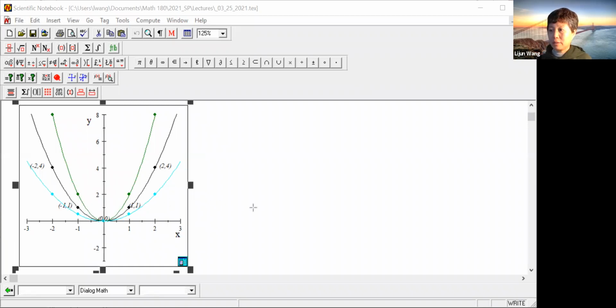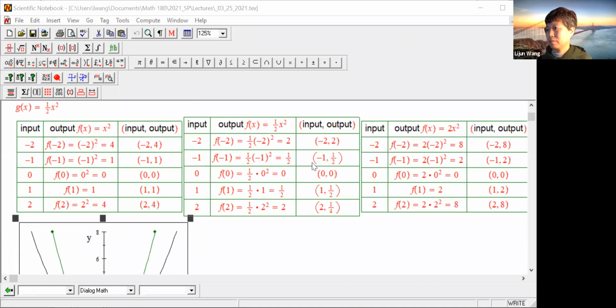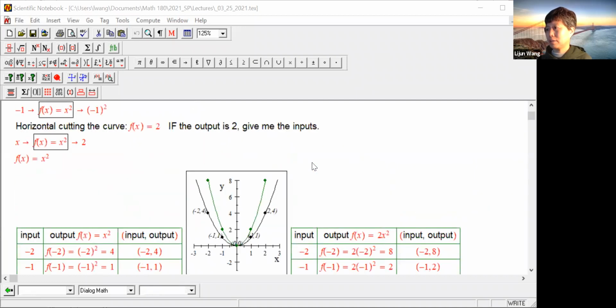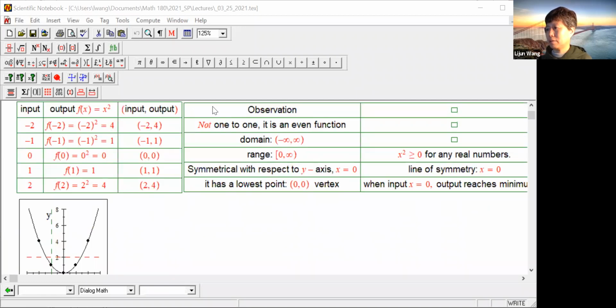We're done with that. Shall we go through the checklist? Let's do that. Let's go through the checklist. Okay, where's my checklist? Okay, here.